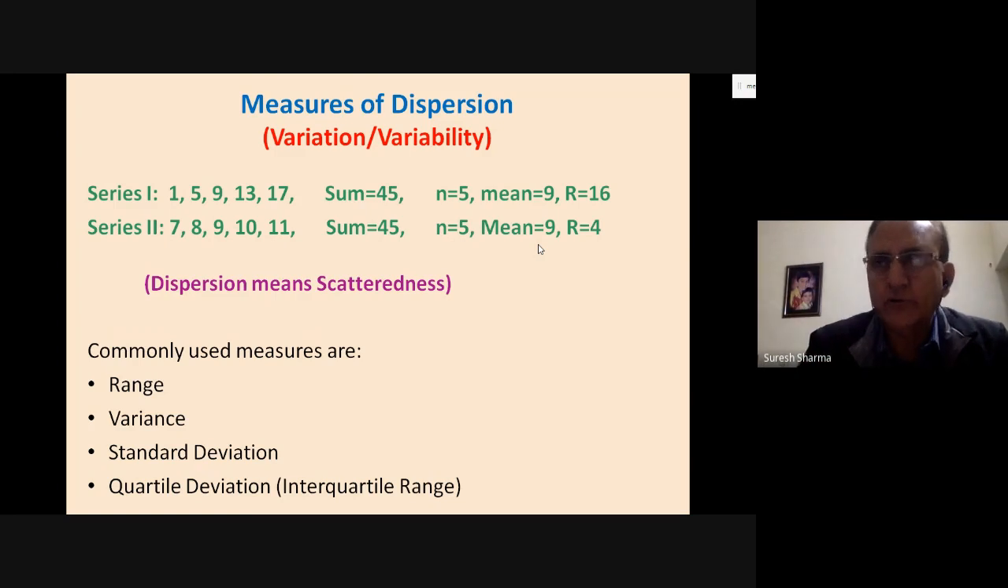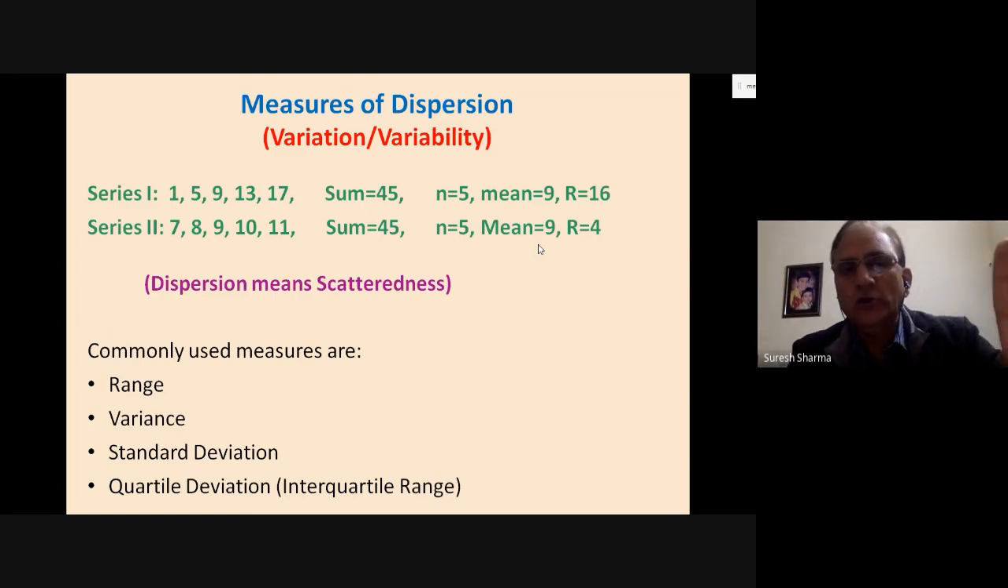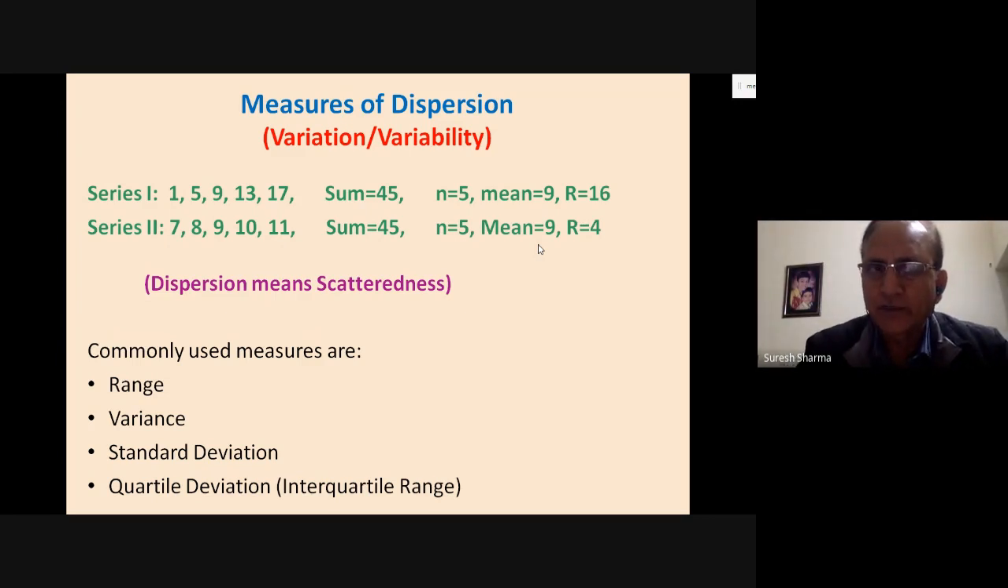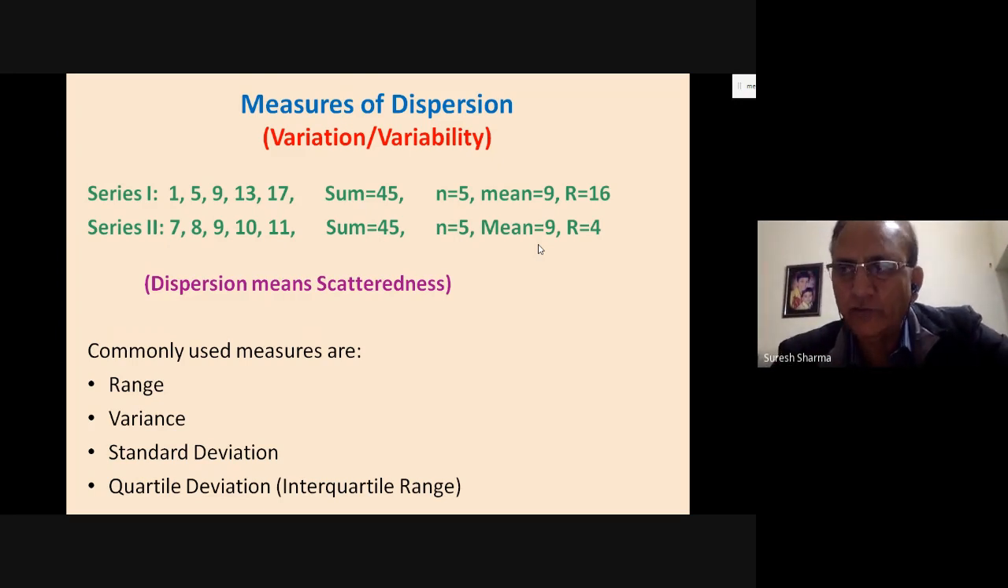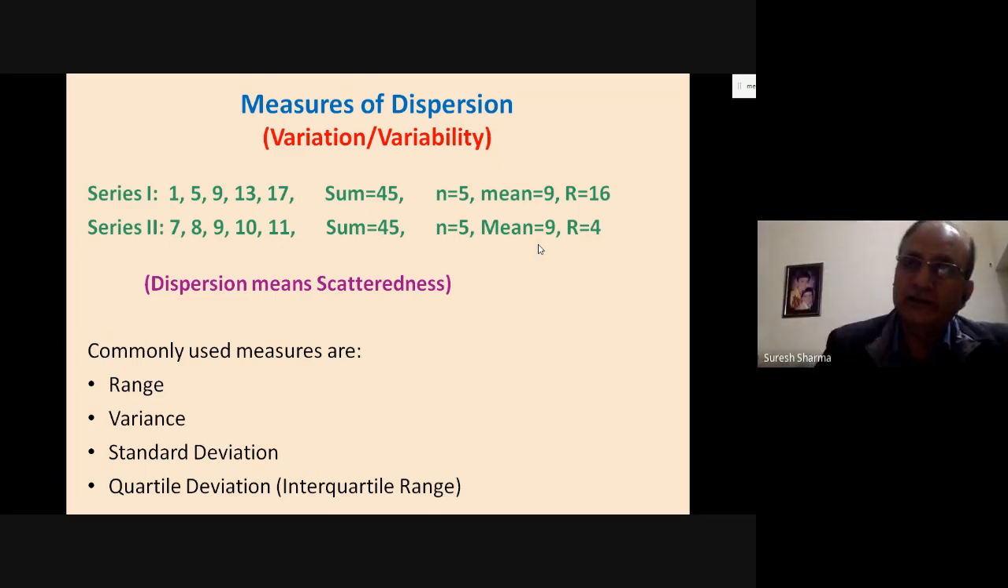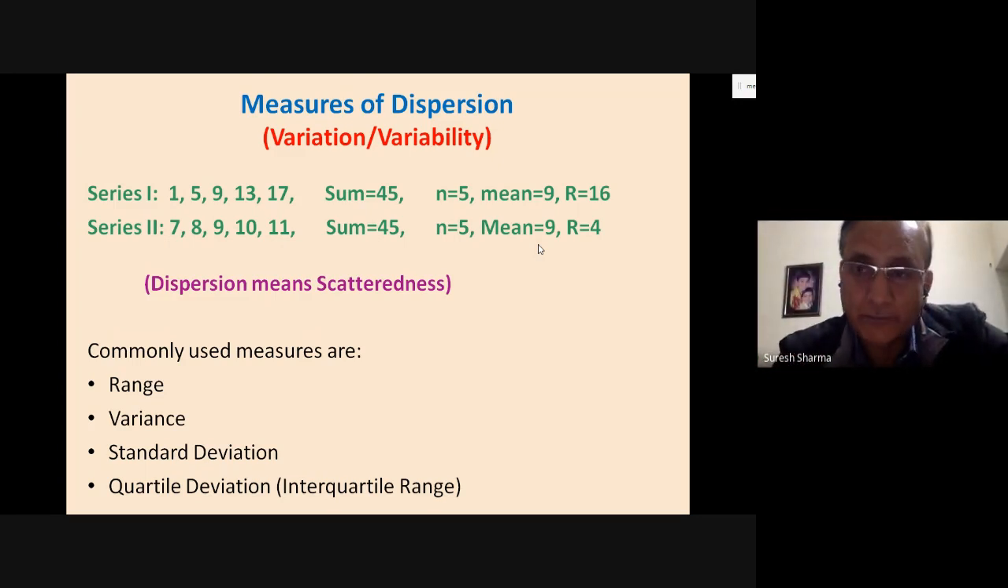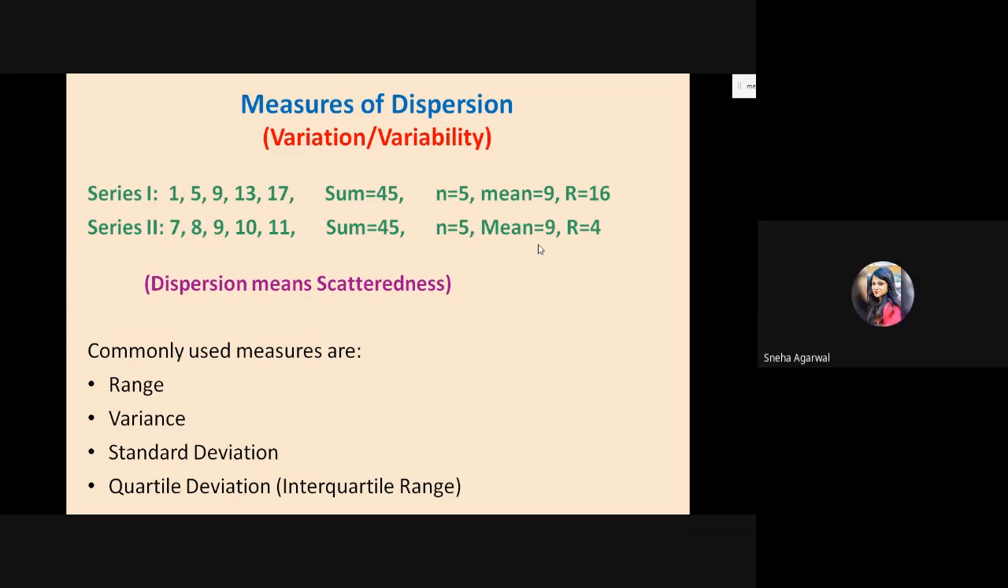Now, here is an important question I would like to ask you. Suppose I don't show you the data. If the mean of 5 observations is 9, can you make out whether it is the mean of series 1 or series 2? Is it possible to make out if I don't show you the data? No, sir, it is not. What does this mean?